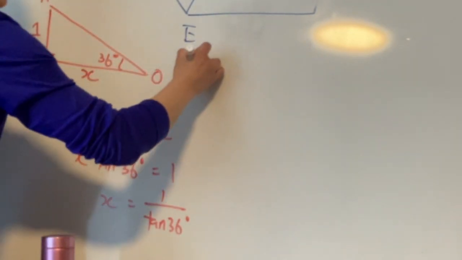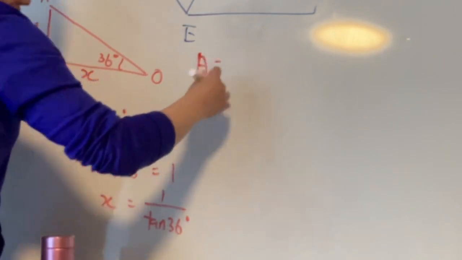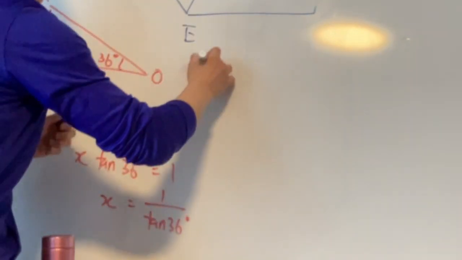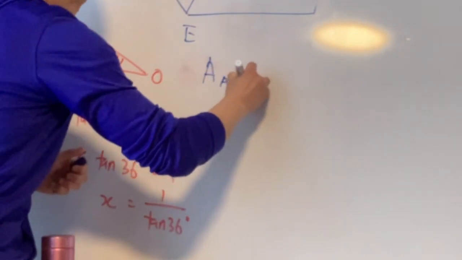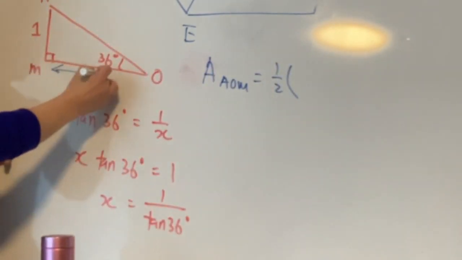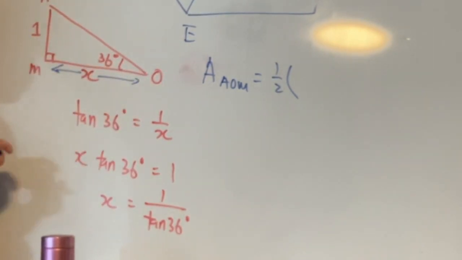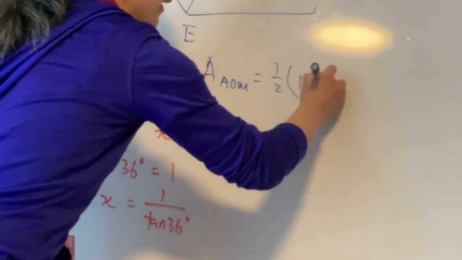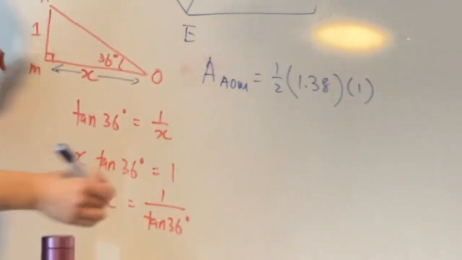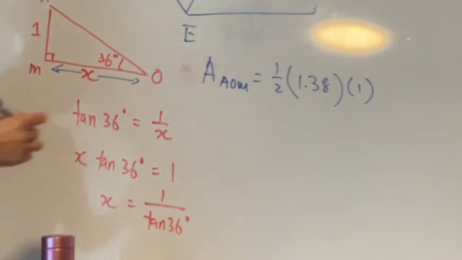So it's going to be area of AON equals a half of the base. Base will be your x. What is the number you get for the x? What do you get out of the x? 1.38. Yeah, 1.38. And the height is going to be 1. Half base times height, and that will give you the area of AON.